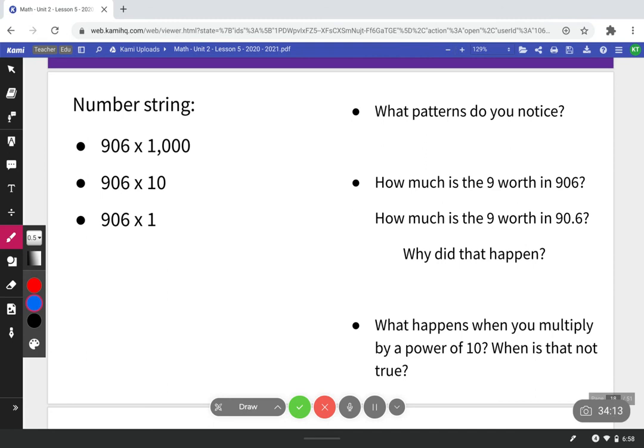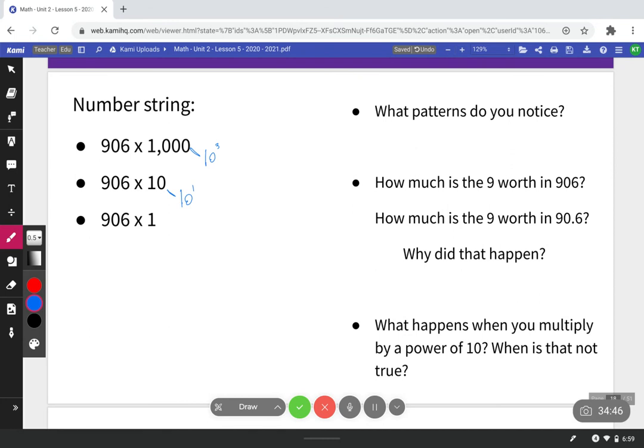So what patterns am I noticing? Well, I'm just going to assume. Since the topic of this lesson is powers of 10, I'm going to say 1,000 is 10 to the power of 3. And 10 is 10 to the power of 1. Okay. So do you notice any patterns?